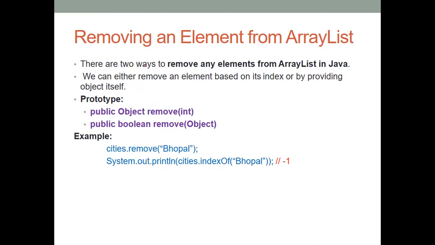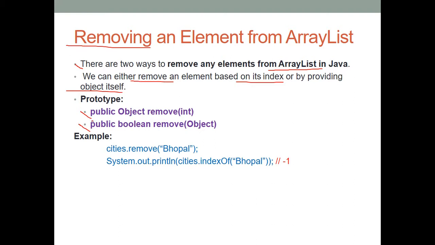Okay, next method is the remove method. Very fantastic method, so don't forget to know about it. There are two ways to remove an element from the ArrayList. As you know, in Java, we can either remove an element based on index, where you have an index and you can remove it, or by providing the object itself. You have two methods to remove an object inside the ArrayList collection.